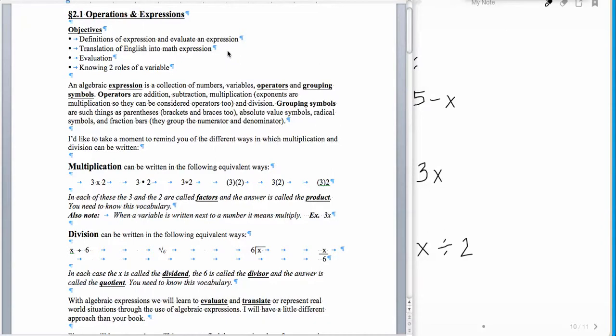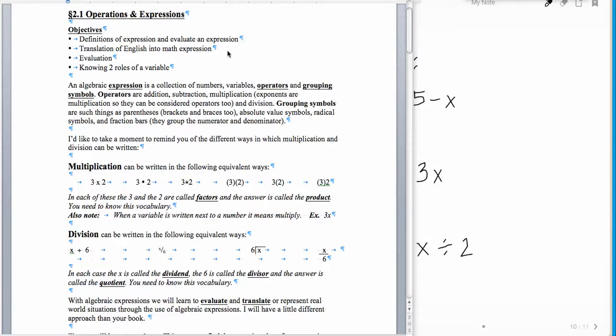This will begin our lectures on Section 2.1. The objectives for Section 2.1 are definitions of the expression and evaluating an expression, how to translate English into math expressions, evaluation of expressions, and knowing the two roles of a variable.